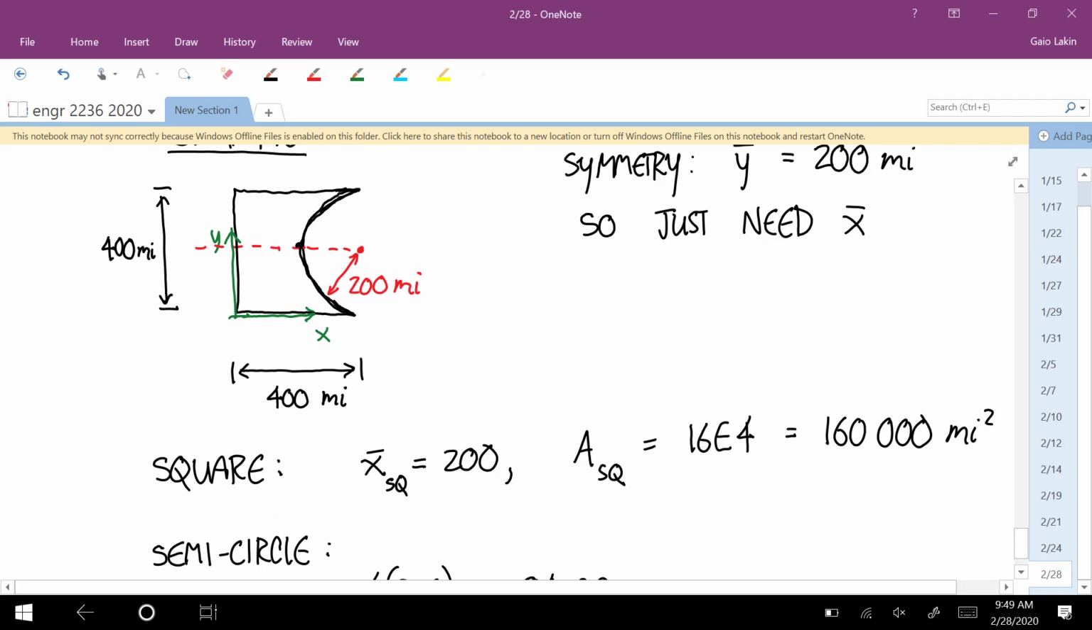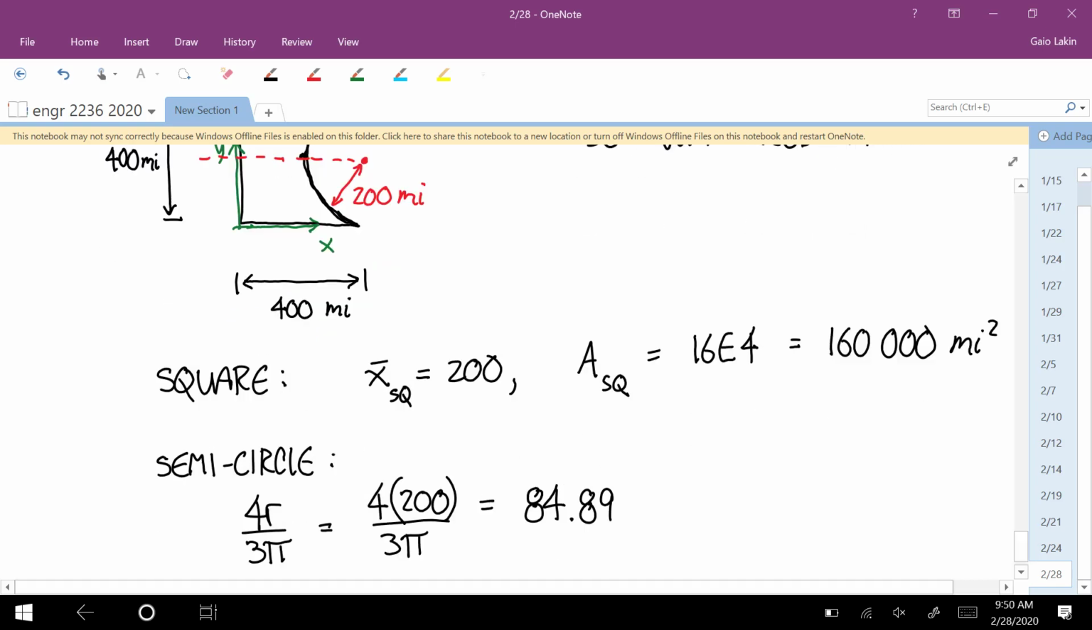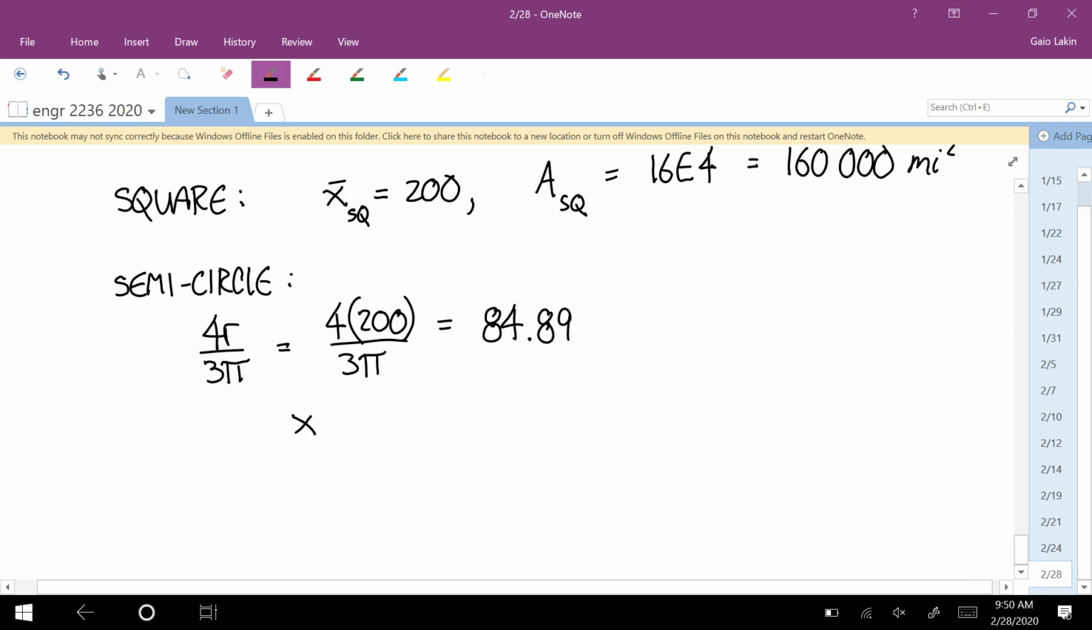But that's not the coordinate. That's the distance from here going the other direction. Okay. Well, so what we want to do is it's going to be 400 from here to there. And then we're going to subtract 84.89. So x bar for the semicircle is 400 minus 84.89. And so you get 315.11.